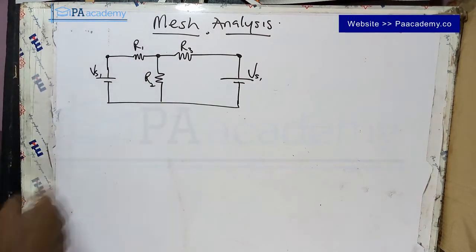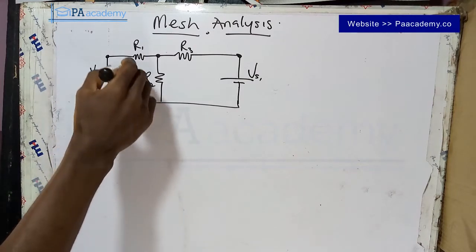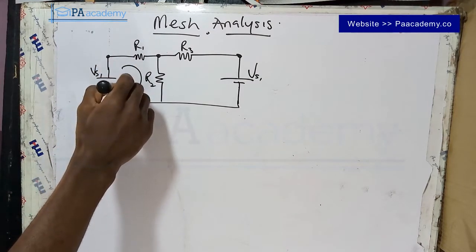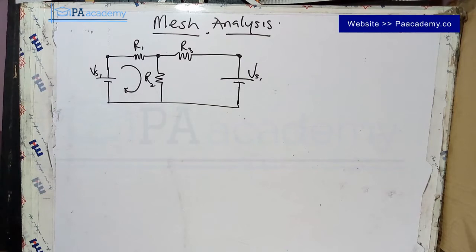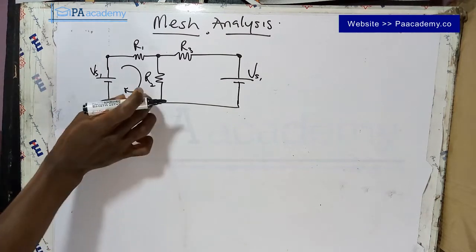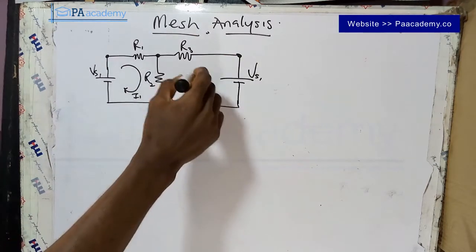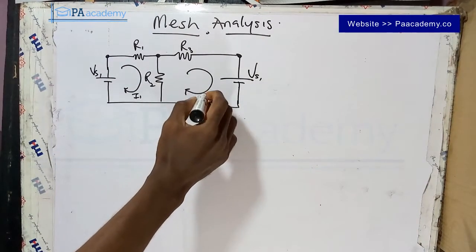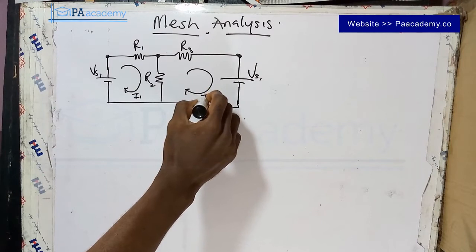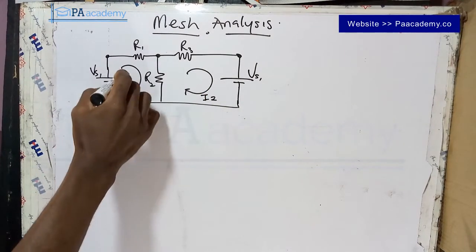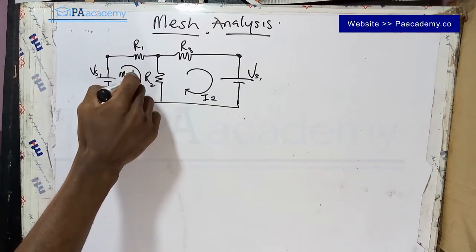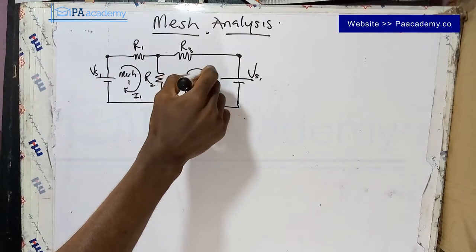So in this first mesh, let's pick the direction of our current. Let's take it in a clockwise direction. I always take it in clockwise direction. Since this is one mesh, I'll call the current in this particular mesh I1. For this second mesh, you can take the current direction, also clockwise, and let's call it I2. So this is mesh 1, and this is mesh 2.